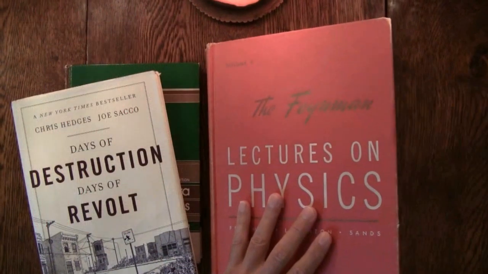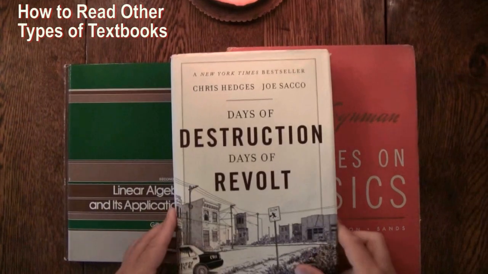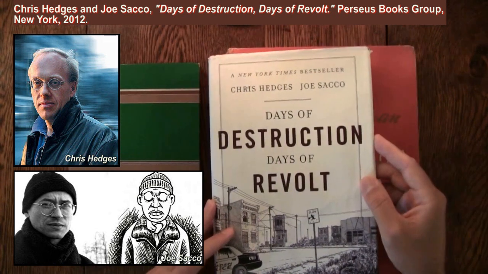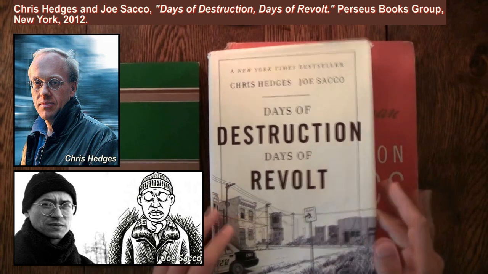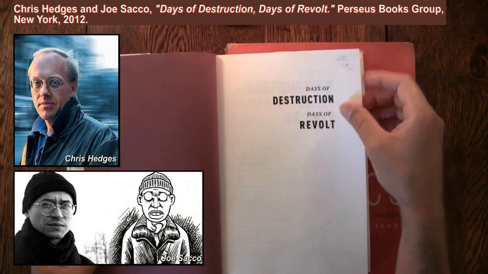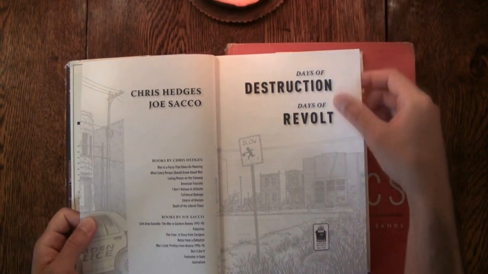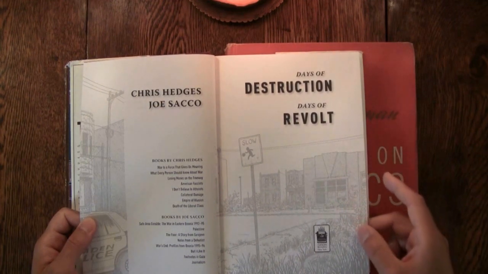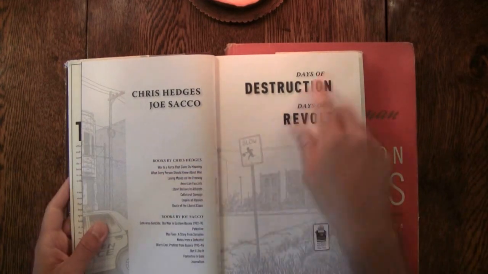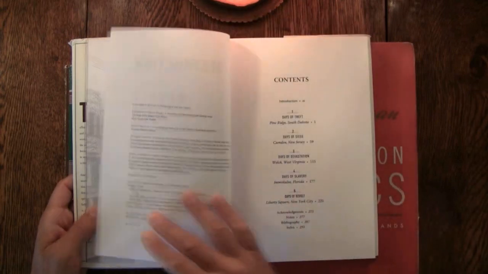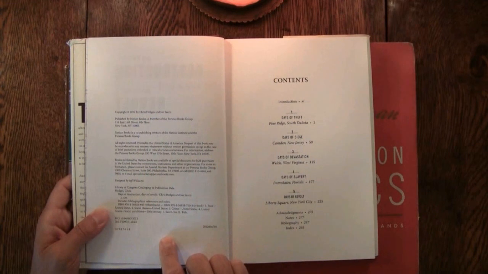As for non-science-based textbooks, if you take a look at this again, this book is absolutely amazing. It blew me away. It's extremely depressing because it's sort of an analysis of what's going on in our society right now. But if you take a look at this, Days of Destruction, Days of Revolt, by Chris Hedges and Joe Sacco, right? And this was the first printing I picked up. All the visuals, all the drawings are done by Joe Sacco, and he gave birth to comic book journalism. And Chris Hedges is probably one of the most trusted names in journalism and critique of our society. And this was copyrighted in 2012.